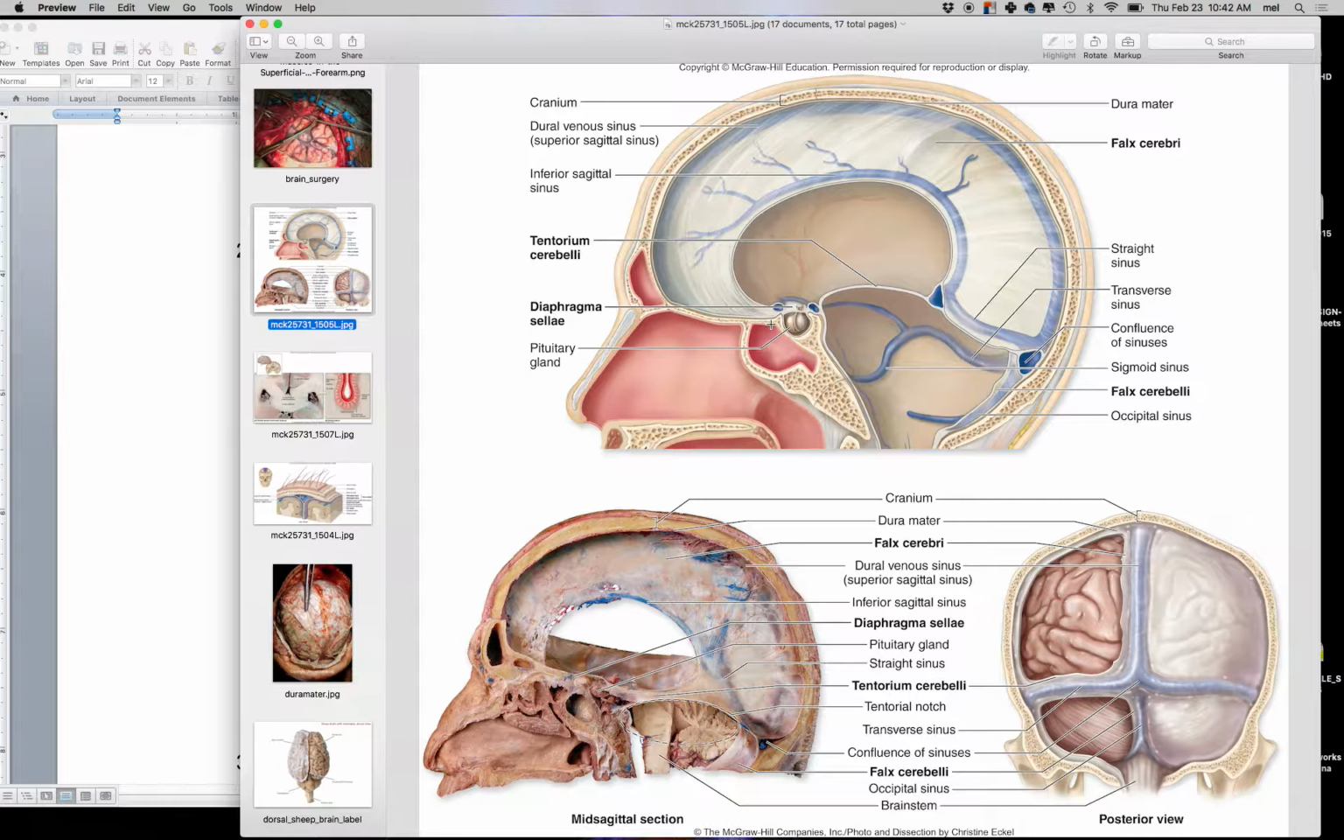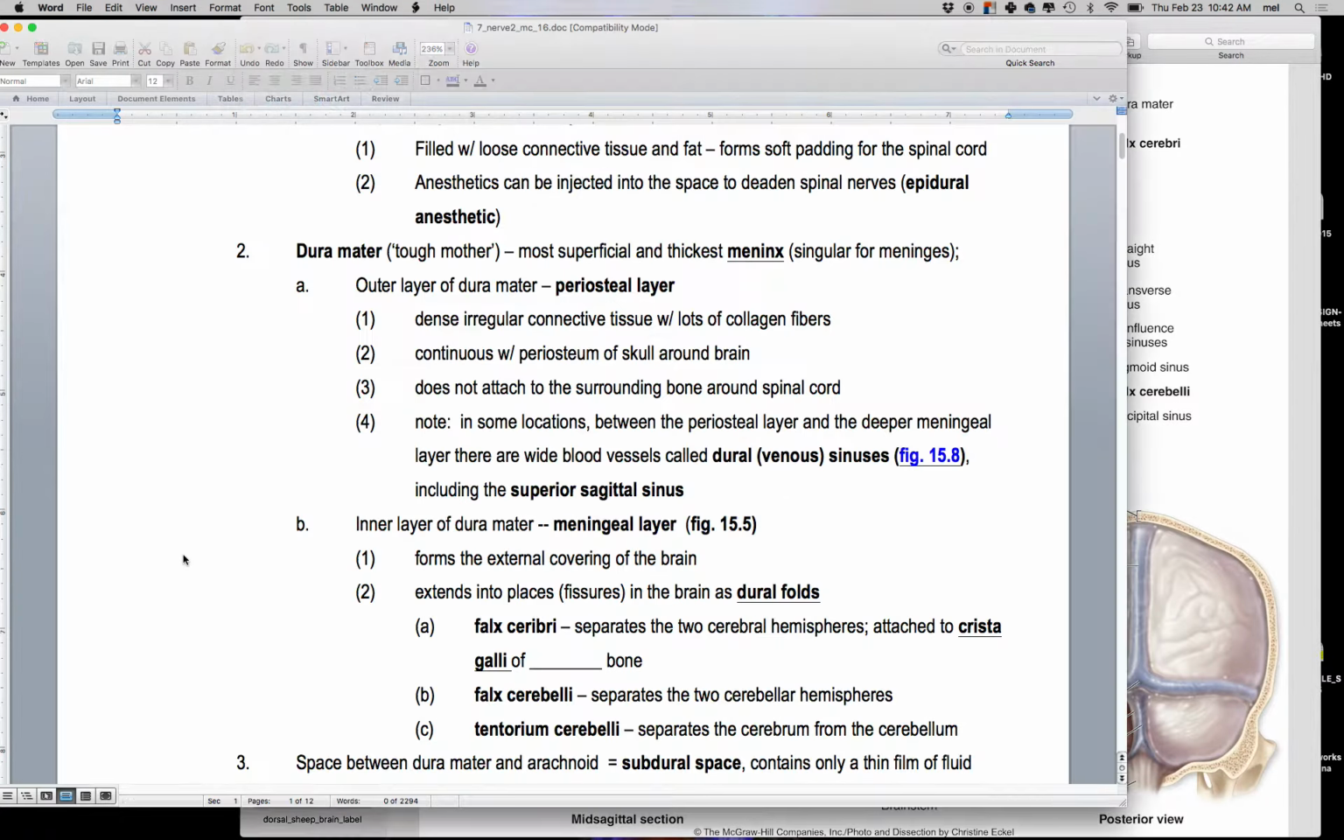All right. I love doing brain dissections. They're my very, very favorite. It's fascinating to get them out of there.